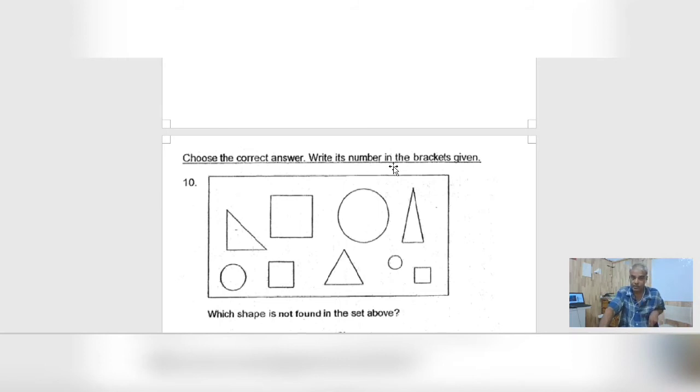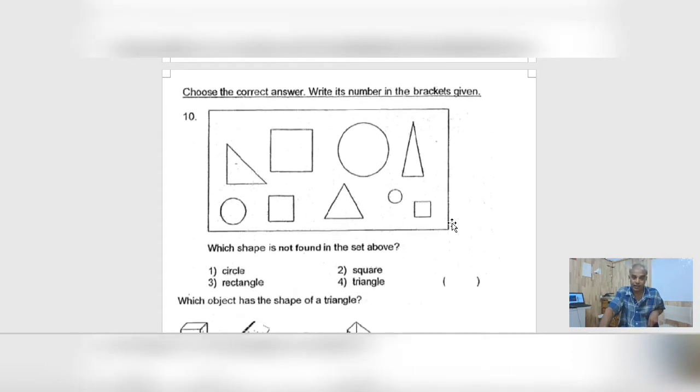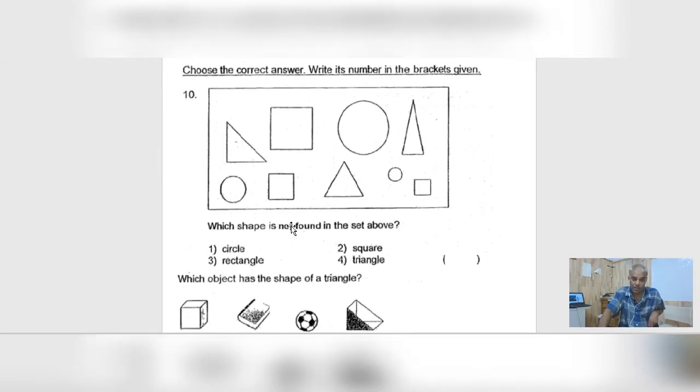Choose the correct answer, write its number in the bracket given. Okay, so you can see various shapes are there. There is a square, there is a rectangle. No, rectangle is not there. There is a triangle, there is a circle. So which shape is not found in the set above? Okay, so you have to find out which shape is not there. Do we have a square? Yes. Do we have a triangle? Yes. Do we have a circle? Yes. Do we have a rectangle? No, we don't have a rectangle, right?